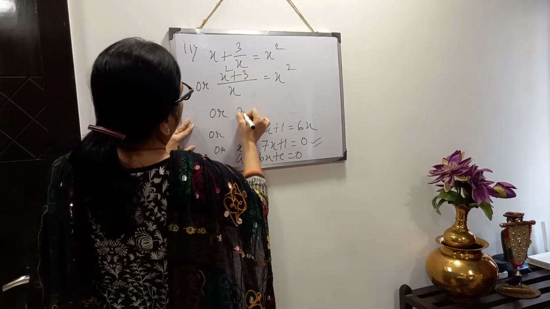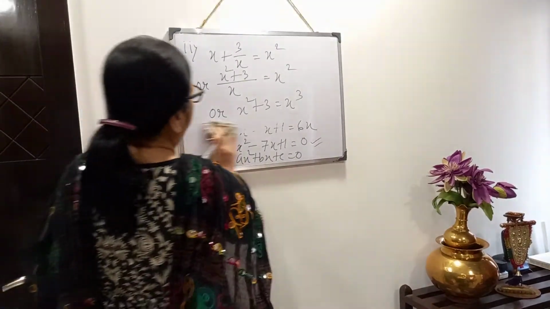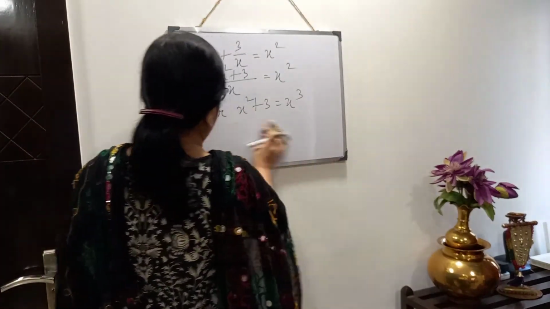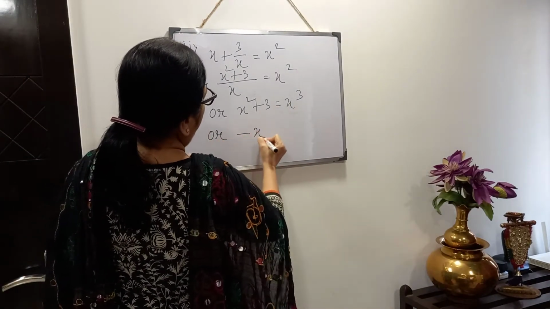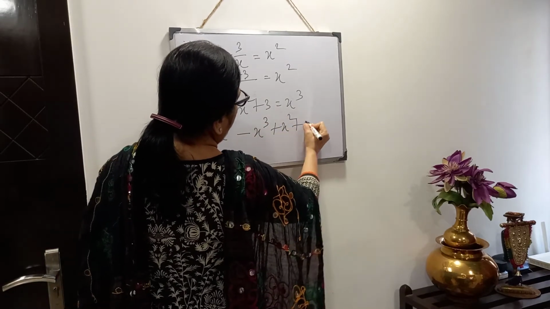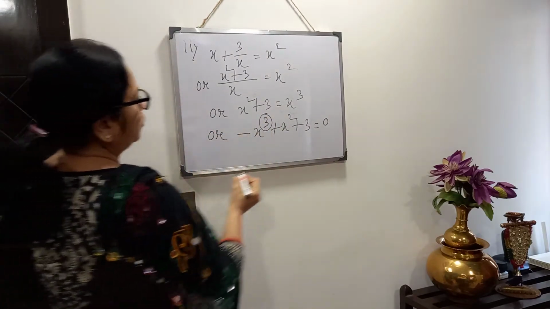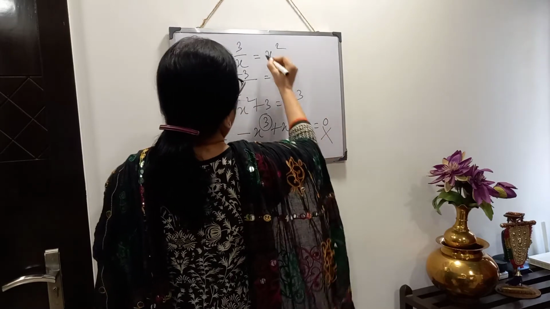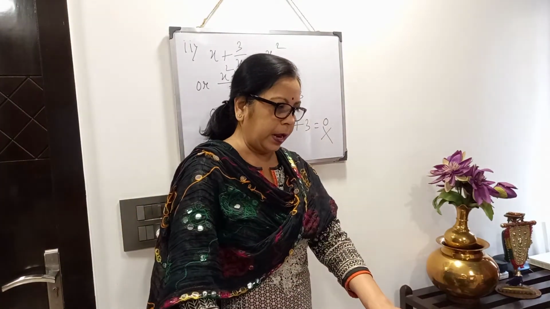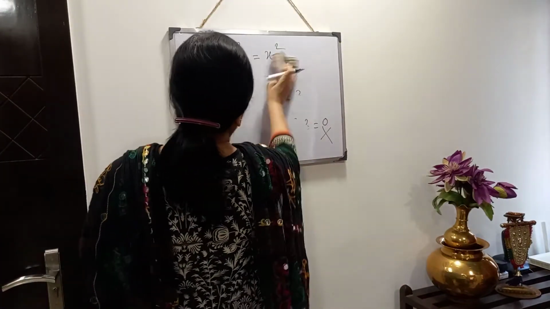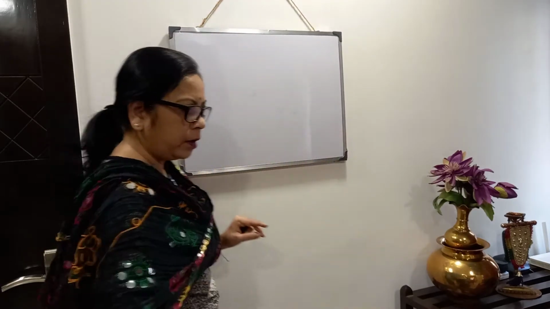Then cross multiply. Then take all the terms in left hand side. I am writing it first, minus x cube. Now you see here the highest power of x is 3, not 2. So this one can't be expressed in the form of general form of quadratic equation. And number 3, it is already given. So you have not to do anything. It is already given in the form of general equation.